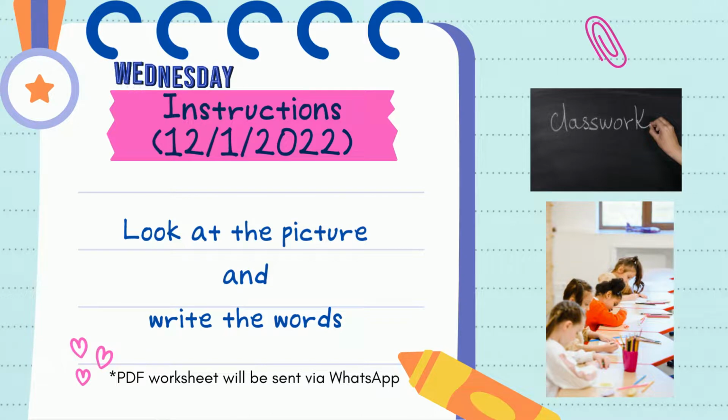Next, look at the picture and write the words. So there will be a PDF worksheet. I can send it via WhatsApp, which is the example of how you would write it in the exercise book. But I'll also have a live worksheet where you get to match the words to the picture.